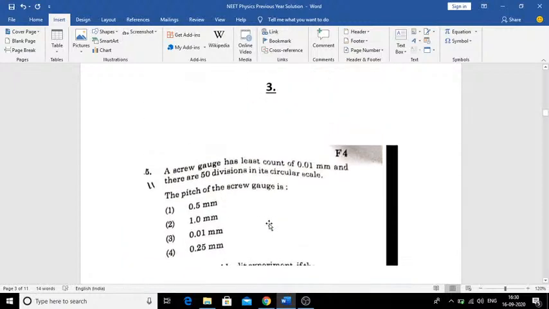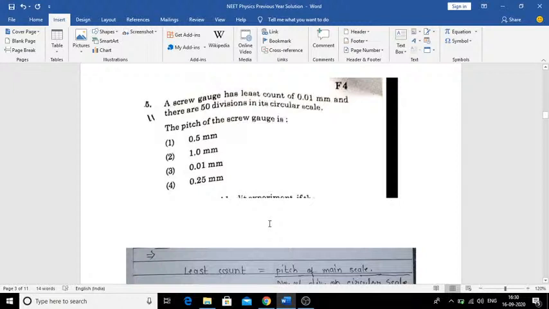So let's come to our question number 3. It is a question from measurement through micrometer screw gauge. So the question is, a screw gauge has least count of 0.01 millimeter and there are 50 divisions in its circular scale. The pitch of the screw gauge is given as, there are 4 options: 0.5 millimeter, 1.0 millimeter, 0.01 millimeter and 0.25 millimeter.